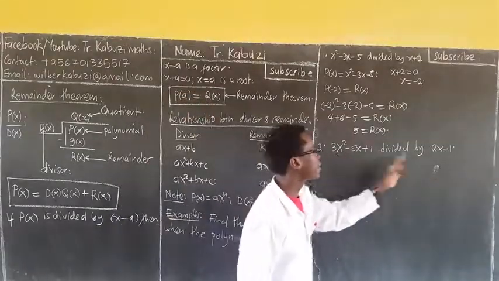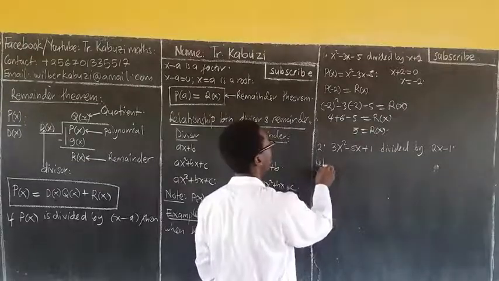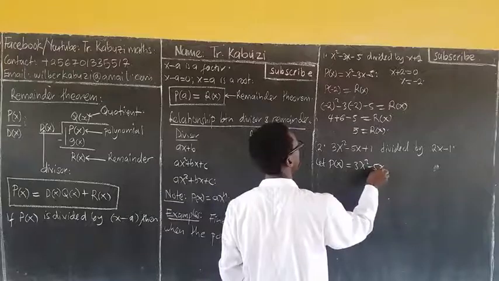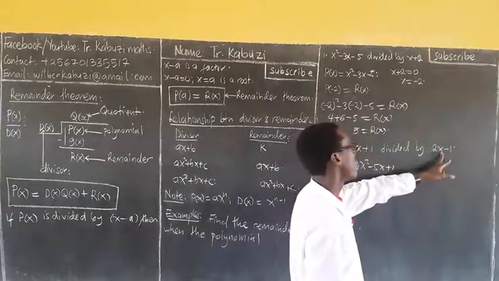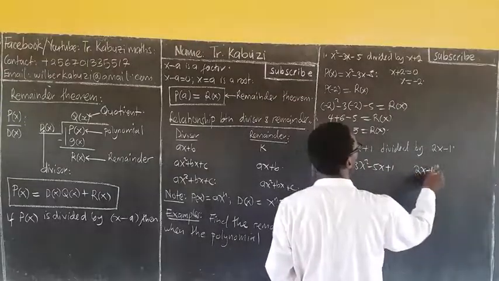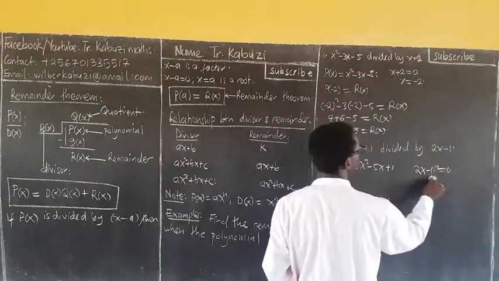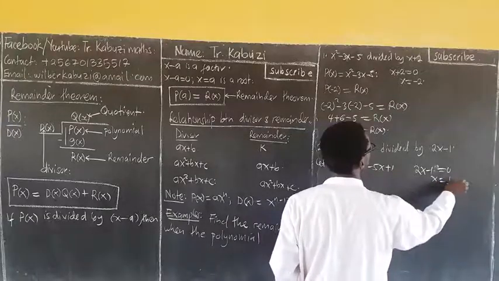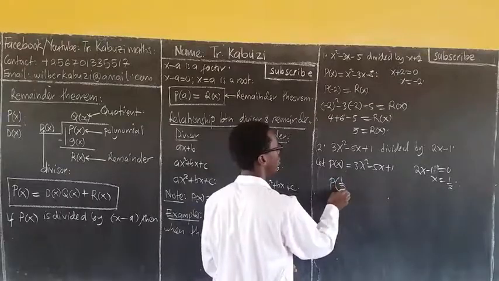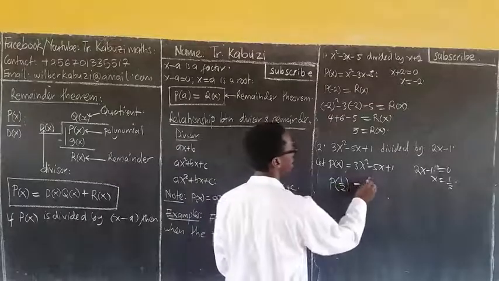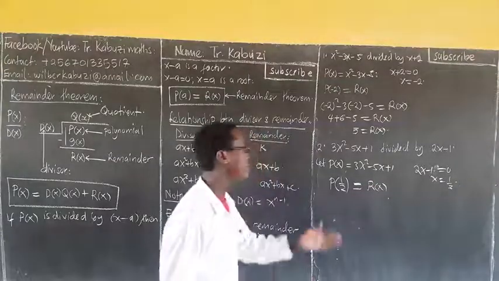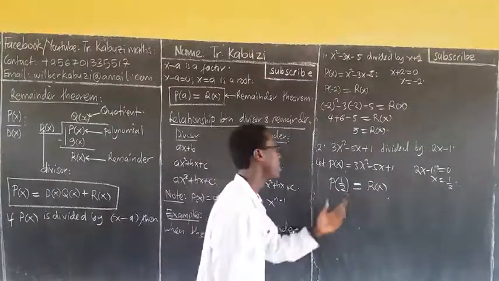When I come to this, I say let my p of x be this. Now I need to get the root. To get the root, I just equate the factor to 0. 2x equaling 0. So when I take this side, x becomes a half. So meaning that when I put the root into the polynomial, what I get is my remainder. This is what we call the remainder theorem.